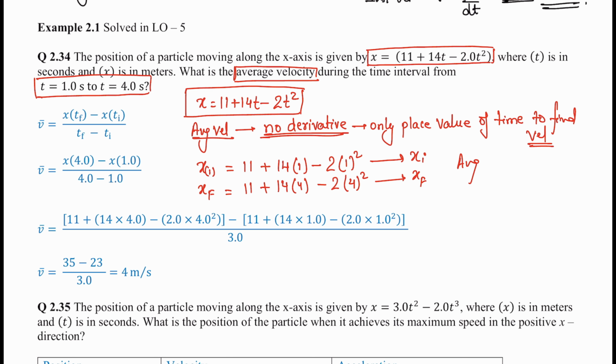So average velocity is x final minus x initial upon the total time, so you have to say 4 minus 1. Once you solve it, 35 minus 23 divided by 3, which is 4 meters per second. Clear? Like this, you need to solve the average velocity, because he's asking during that time, so it starts from 1 and ends at 4. So this is the velocity. Clear? Okay, next question.